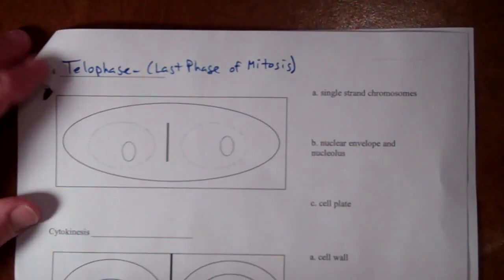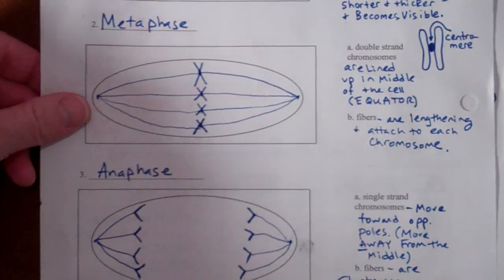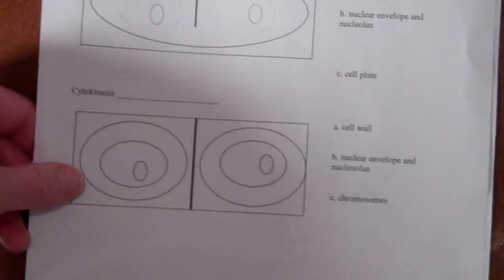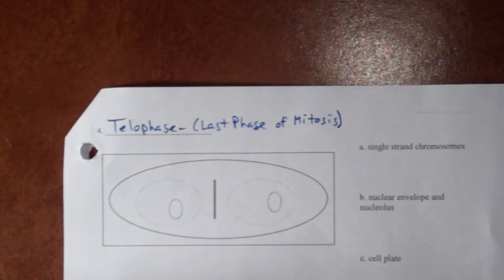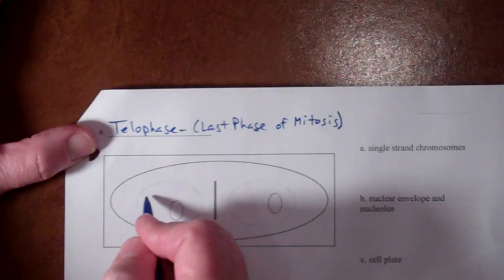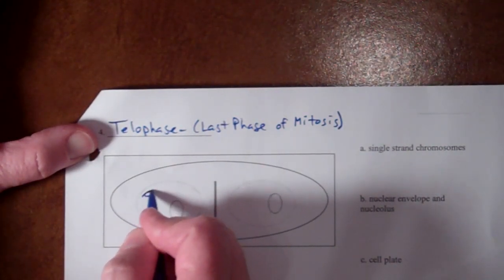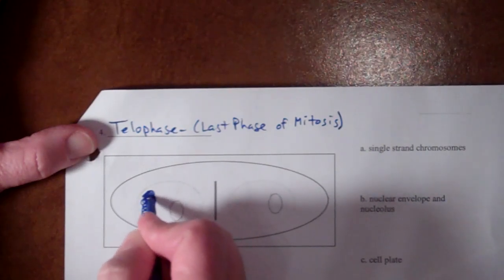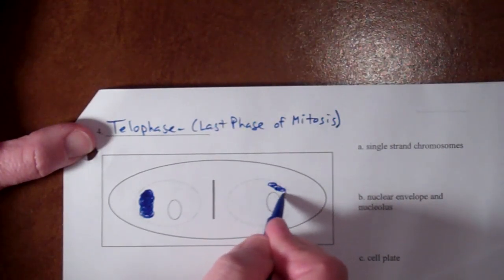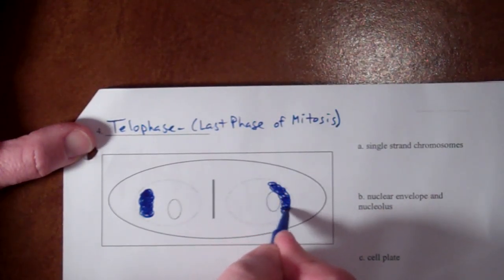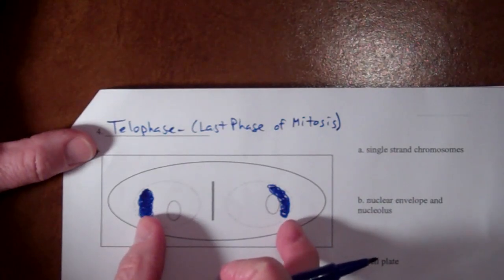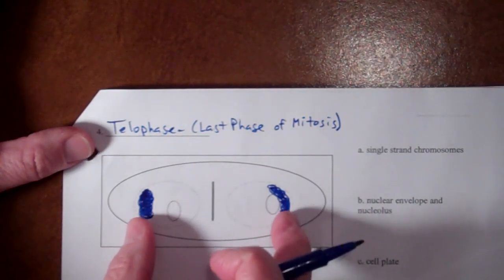The single-stranded chromosomes that were being pulled away from each other in anaphase are now all the way at opposite poles. And instead of being visible, they start to stretch out again, and they become invisible. So they go back to being kind of worm-like. And in reality, telophase looks more something like this, where you really can't see those chromosome strands, but they'll still be kind of a dark mass. So one dark mass here, maybe one dark mass here. And that is the chromosomes that are at opposite poles. And they're in the process of stretching back out, but they're not invisible yet.